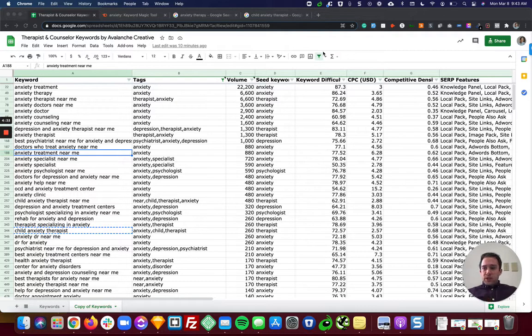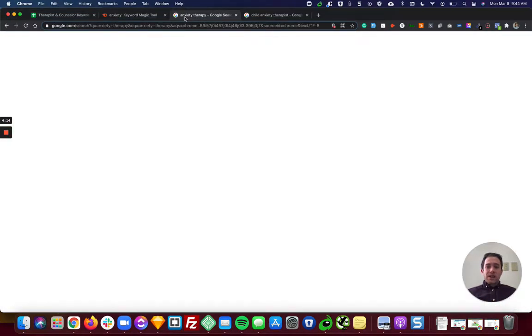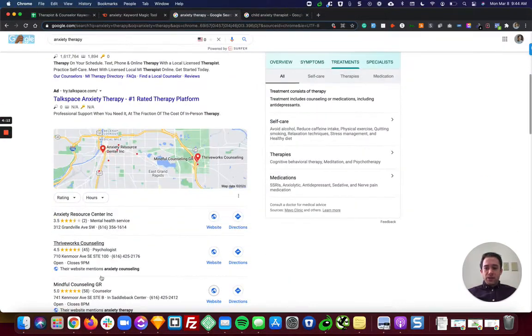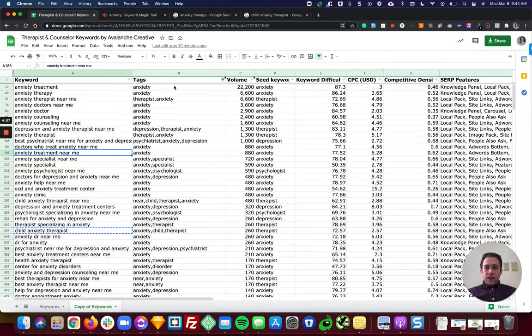So I'm using an example here, a therapist and counselor keyword list that we put together. We like to work with local therapists, and this keyword list is actually 1,000 different keywords that show up in the local pack. So they have local intent. It means if you search any one of these keywords, you're going to get a map in Google just like this.